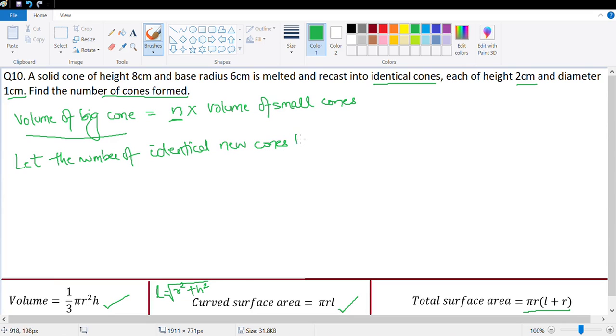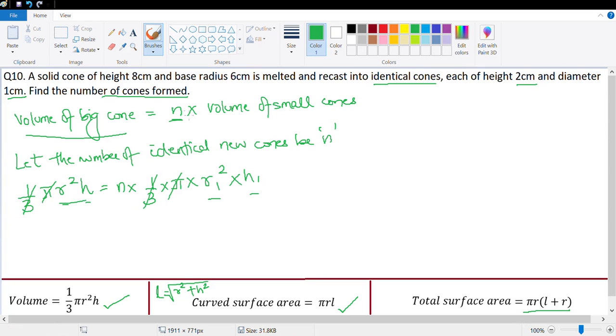be n. So the volume of the big cone is given by the formula 1 by 3 pi r square h, which is equal to n times 1 by 3 into pi into r1 square into h1, where r and h are the radius and height of the big cone, and r1 and h1 are the radius and height of the smaller cone. So 1 by 3 gets cancelled, pi and pi get cancelled, so we have r square h.